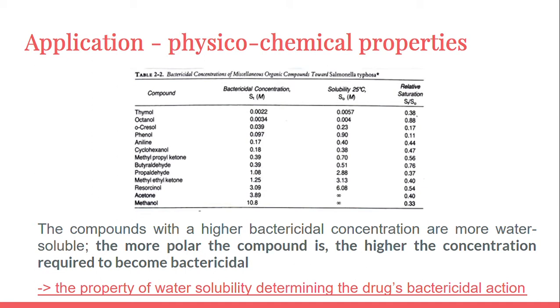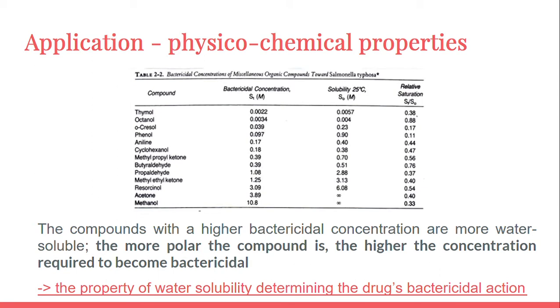This table shows us how the physical property of solubility determines the drug's bactericidal action, in that the more polar the compound is, meaning the more soluble it is in water, the higher the concentration required to become bactericidal. In your opinion, does that mean that the drug would be called more potent or less potent if it requires a higher concentration to work? Pause and think about it.